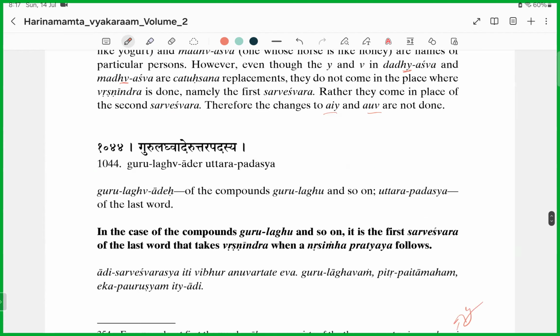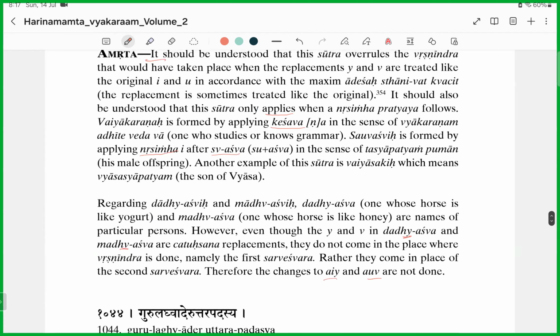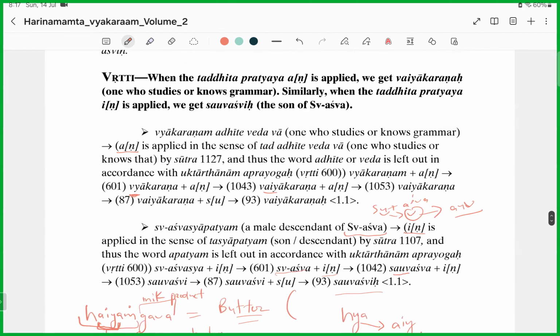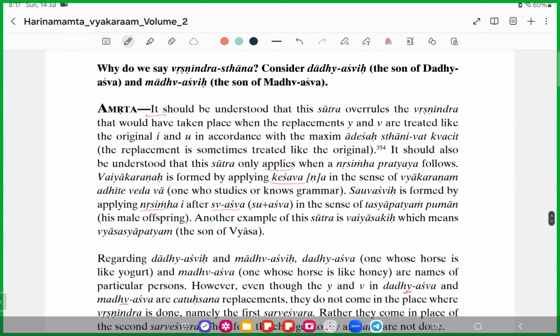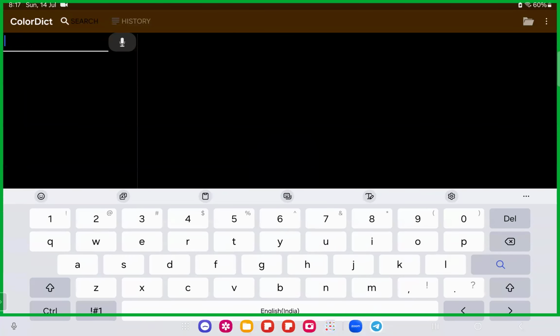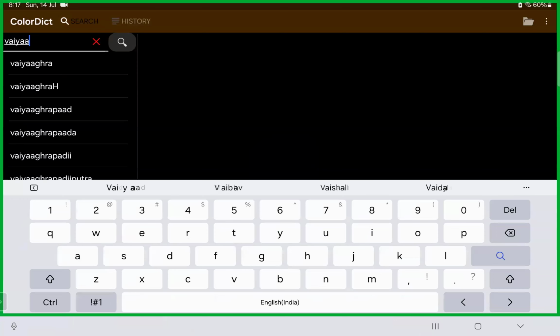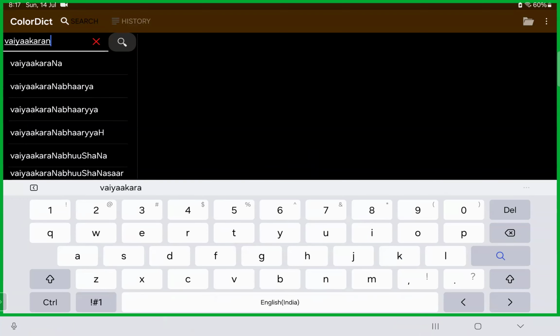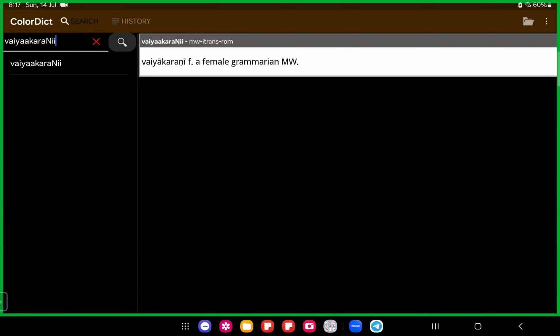Can we make this word Vyakarani? Yes. How do we make it feminine? I think a different tadita pratyay will be applied and then it will be made. Let's check. So Vyakarana is pullinga. So Vya. Yeah, Vyakarani. So it's E, yeah, like that's what it is. Yeah, Vyakarani.